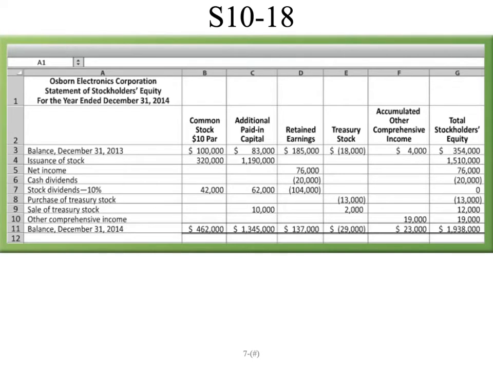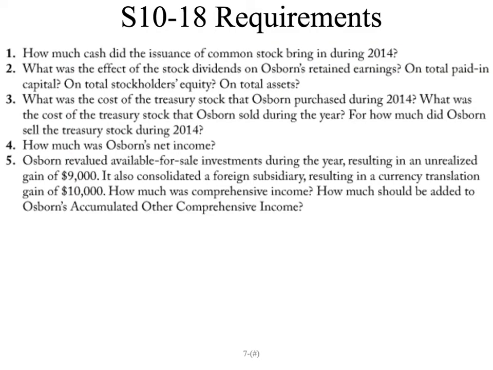So what you see on the screen is the table provided in the homework problem. This is actually a statement of stockholders' equity for a year. What you see on this slide are all the questions that we need to answer with respect to that statement. So there's not a lot of calculations here. It's basically picking the items off the statement. So we're going to get started.